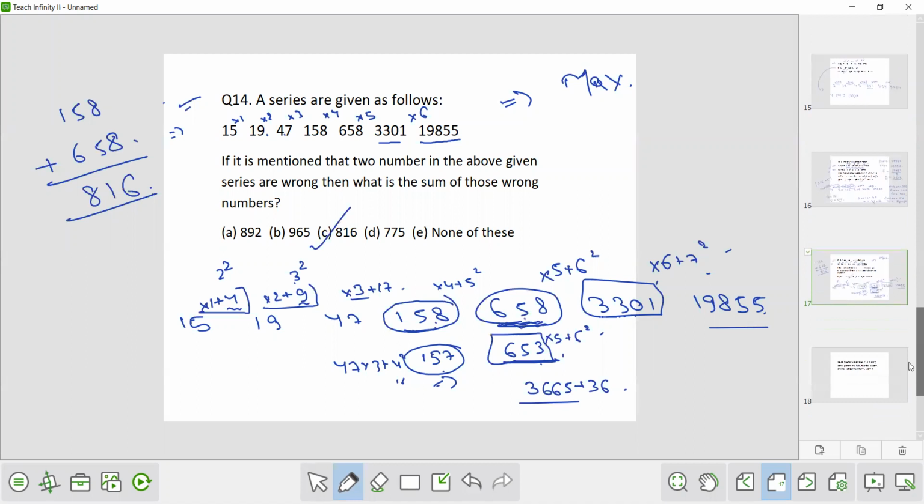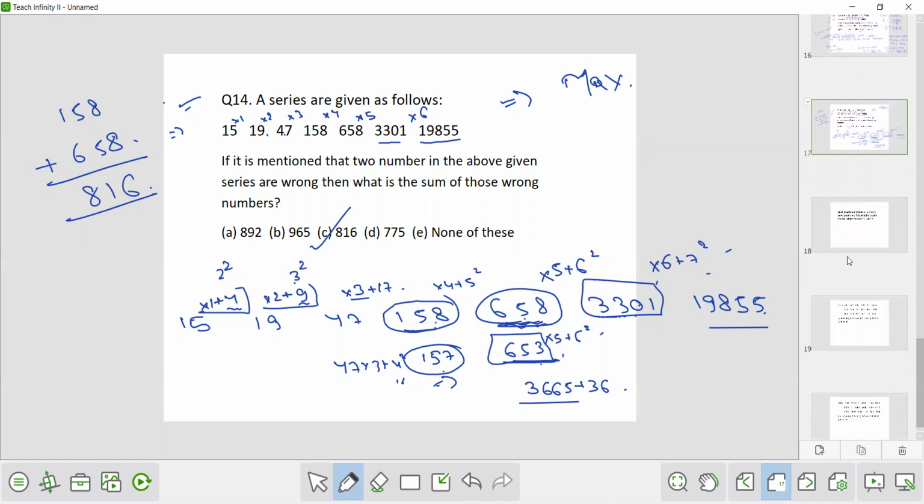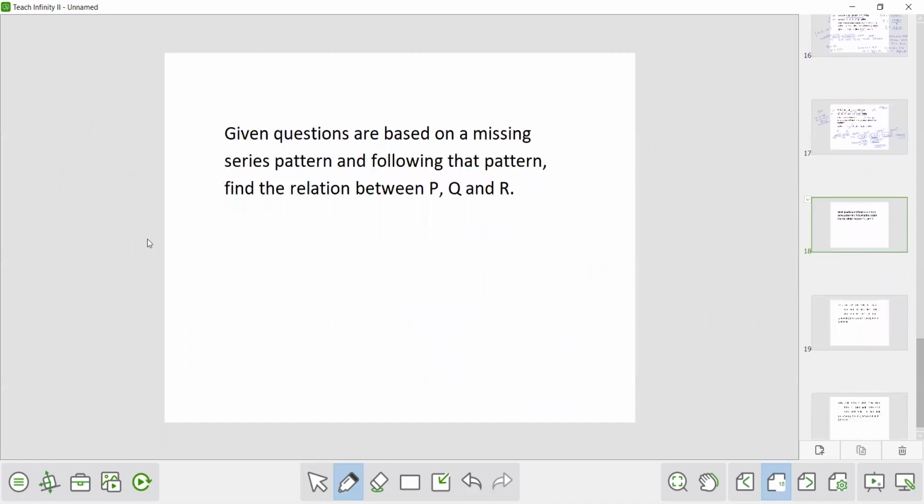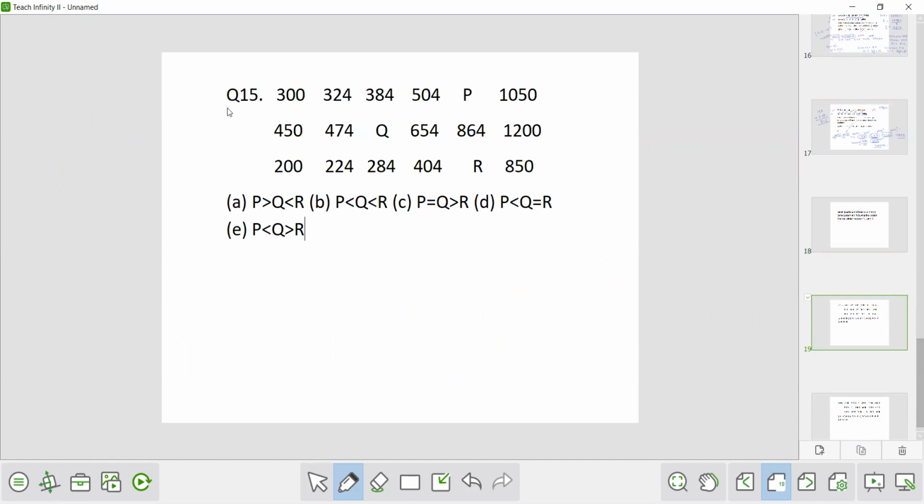So you will find such types of questions nowadays in the examination. Okay. Now another pattern on series itself. Given questions are based on a missing series pattern, and following that pattern, find the relationship between P, Q and R. Okay. Now let's see the question. Here the question is, there are 3 series given and there is a similar pattern in all the series. So you have to find what is this P, what is this Q and what is this R. The relationship between P, Q and R.